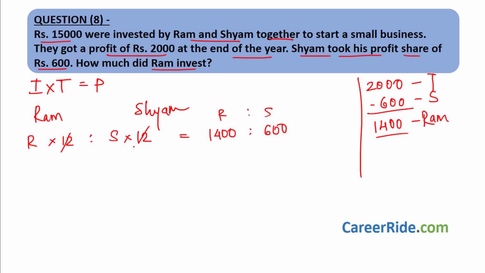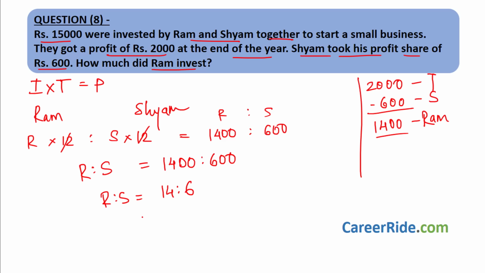So this 12 gets cancelled because the time period is the same. Even if you don't write the time period, it is fine. So investment of Ram is to investment of Shyam equal to profit of Ram is to profit of Shyam. So investment ratio is 1,400 to 600, right? On simplifying, we get 14:6.